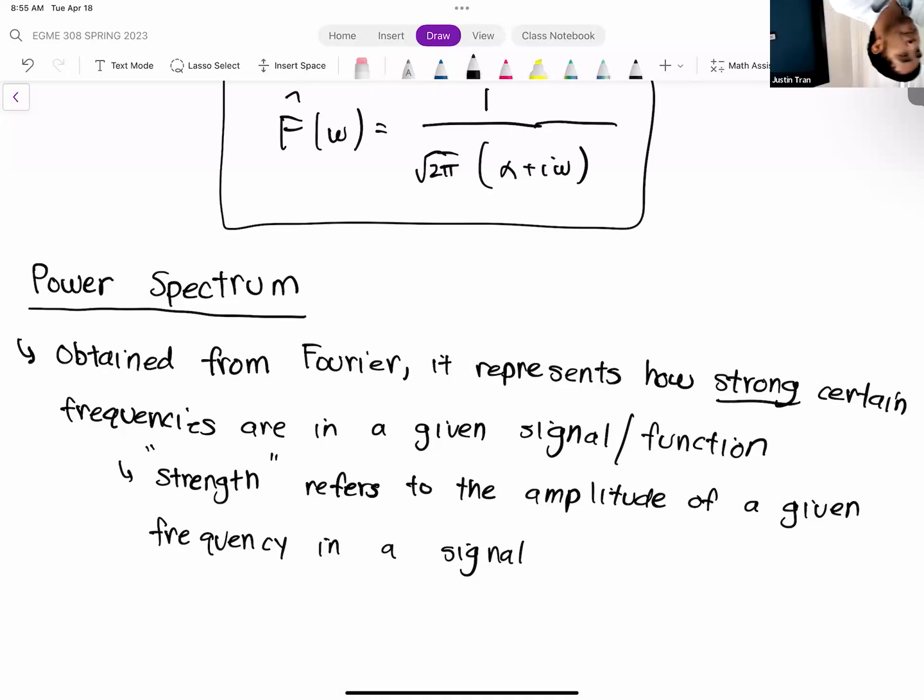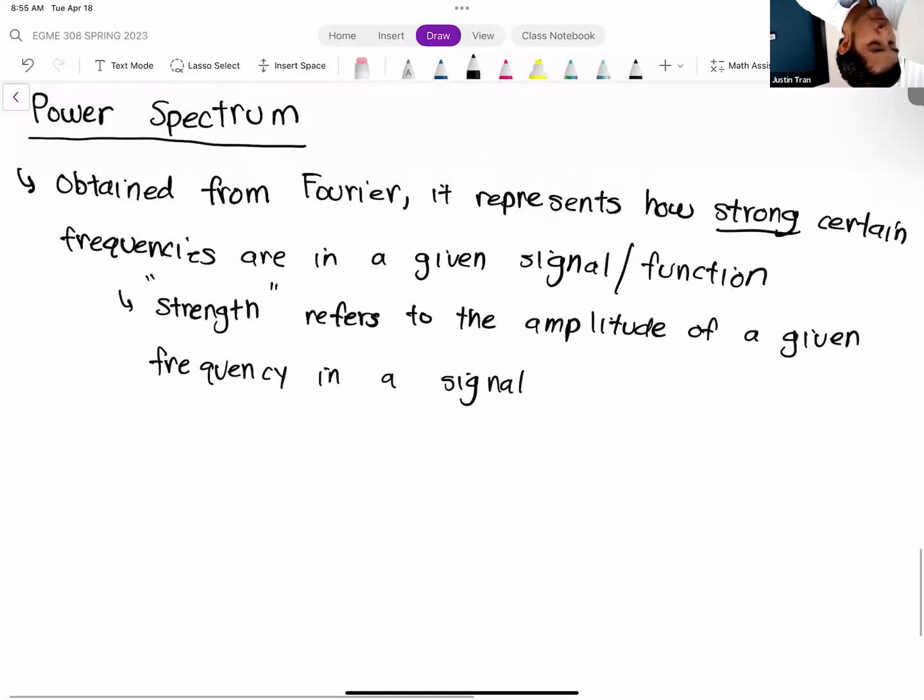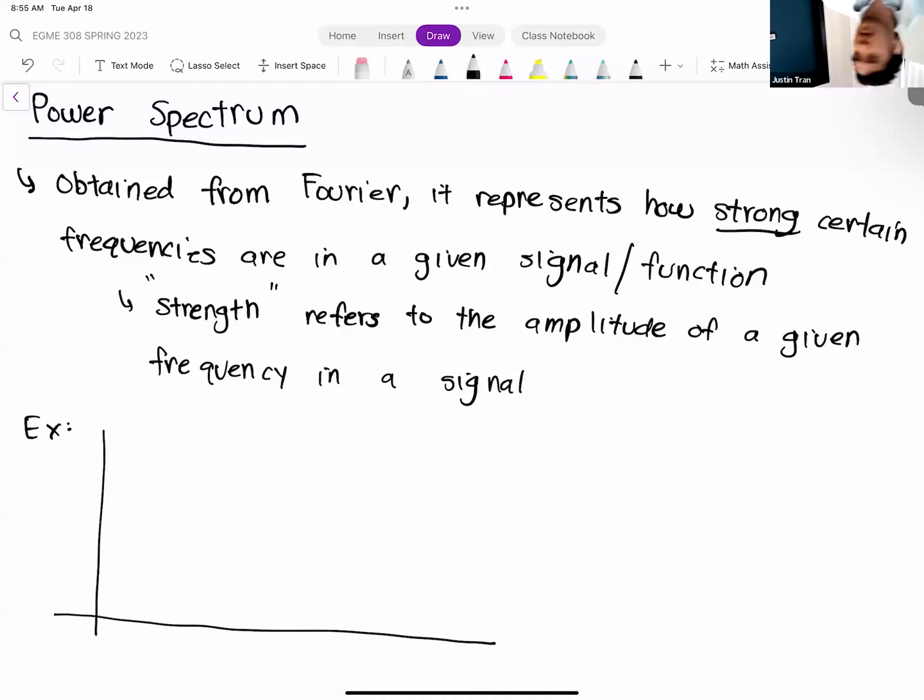So let me give you a visual example with two frequencies, just so that you can see. Let's say that we have a function here, and there are two dominant frequencies in this signal. On the one hand, we have a lower frequency signal, a slow oscillation. So maybe the function looks something like that.